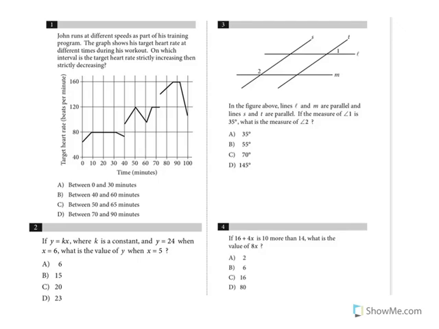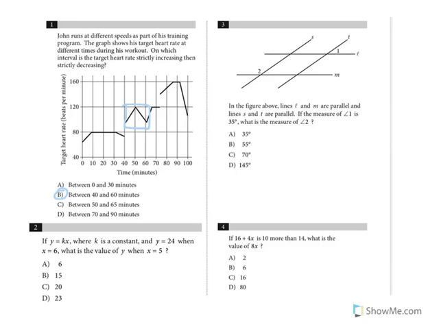John runs at different speeds as part of his training program. The graph shows his target heart rate at different times during his workout. On which interval is the target heart rate strictly increasing, then strictly decreasing? All right, so this has to do with reading graphs. If we're talking about strictly increasing, that is a slope going up, and strictly decreasing is a slope going down. So what we're looking for is an interval that looks kind of like an upside down V, where we're strictly increasing, then strictly decreasing. That looks a lot like this interval right here, from 40 minutes to 60 minutes, or between 40 and 60 minutes, as our answer choice says.